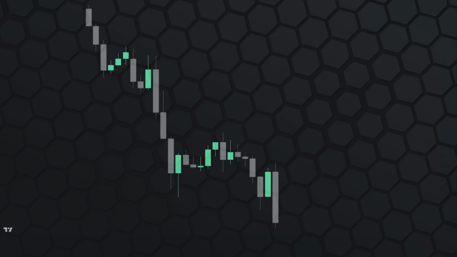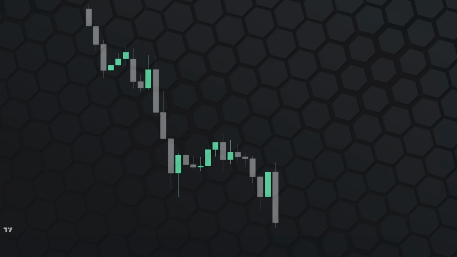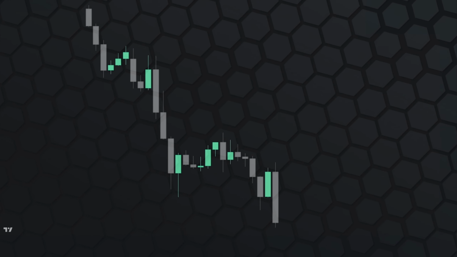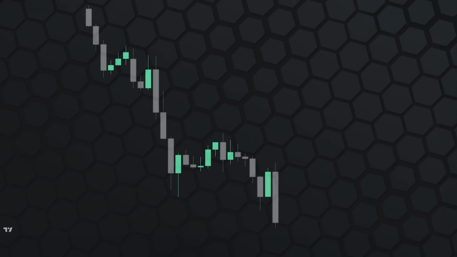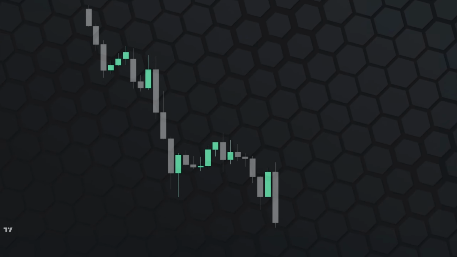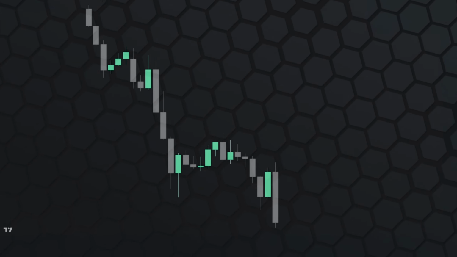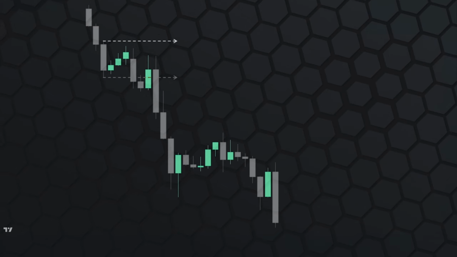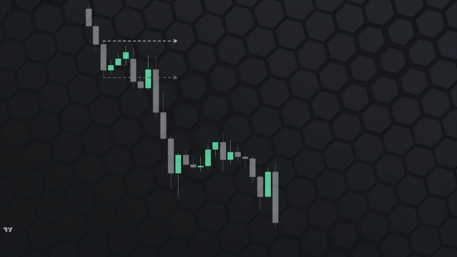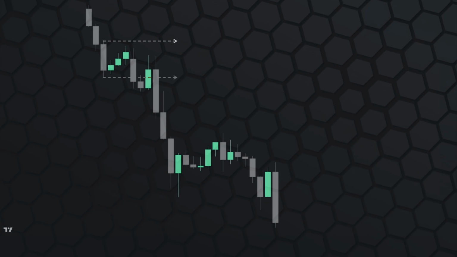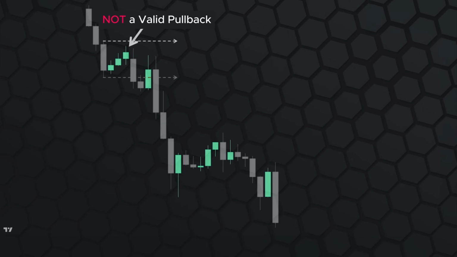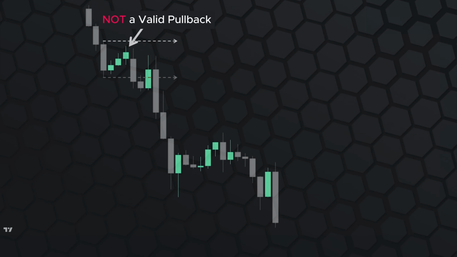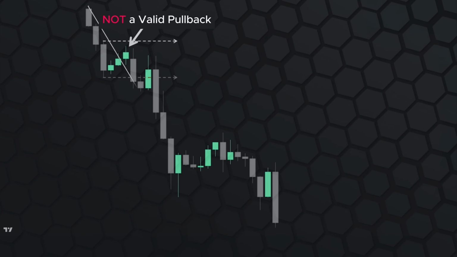As you can see here, price is in a strong downtrend. Now let's identify the possible pullbacks. By analyzing the chart, we see a sequence of 3 bearish candles, followed by a temporary pause, marked by 3 successive bullish candles. Drawing lines from the highest and lowest points of the last bearish candle before the temporary pause shows that none of the subsequent candles has surpassed the high of this bearish candle. Consequently, this does not qualify as a valid pullback. Instead, we should consider it as an impulse move.